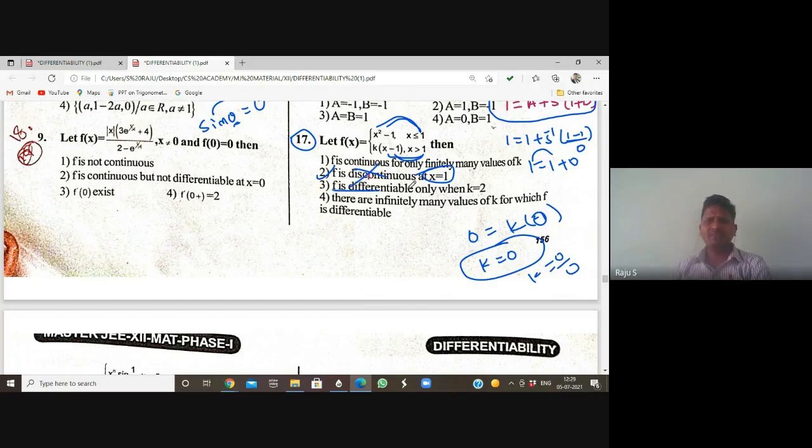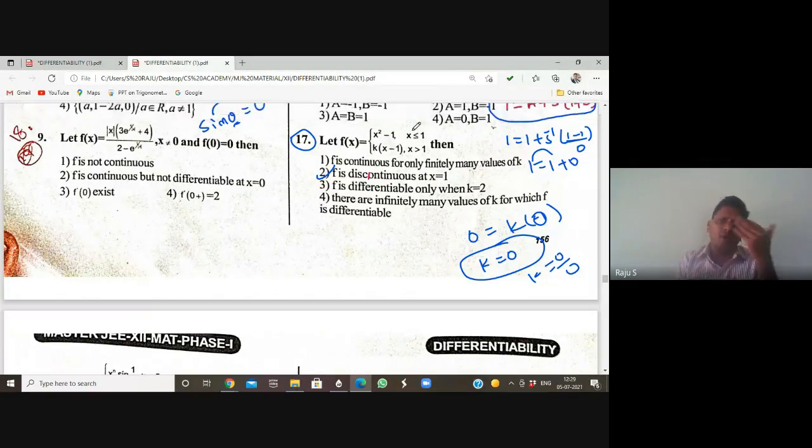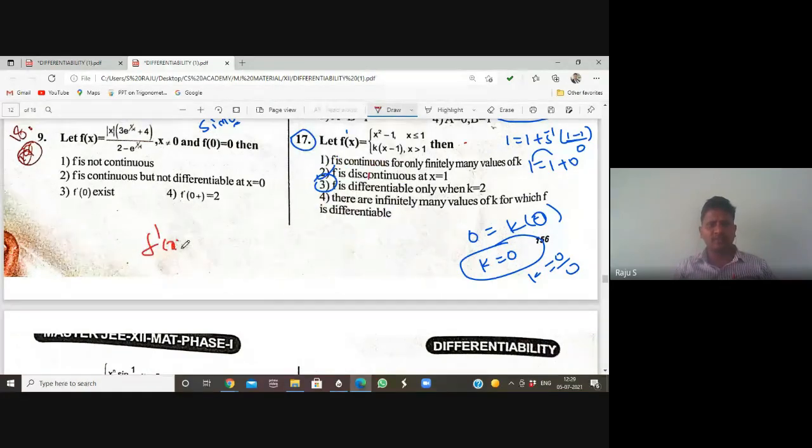And let's see differentiable. When they give differentiable in the options, we can directly go through differentiability, because if it is differentiable, obviously it is continuous. No need to check continuity. Okay, let us check the third condition first. It is differentiable only when k is equal to 2. Differentiate the function here. When I differentiate, f dash of x will be, left side is equal to right side, x square minus 1, that is 2x, for x lesser than or equal to 1. k into, your x is 1, 1 is 0.